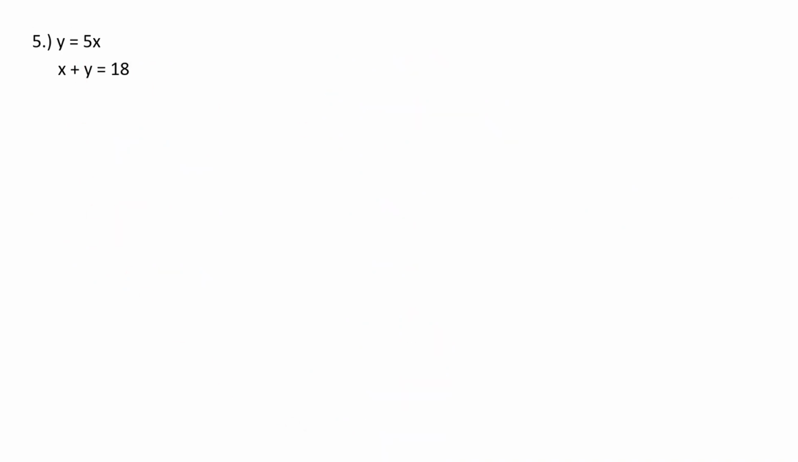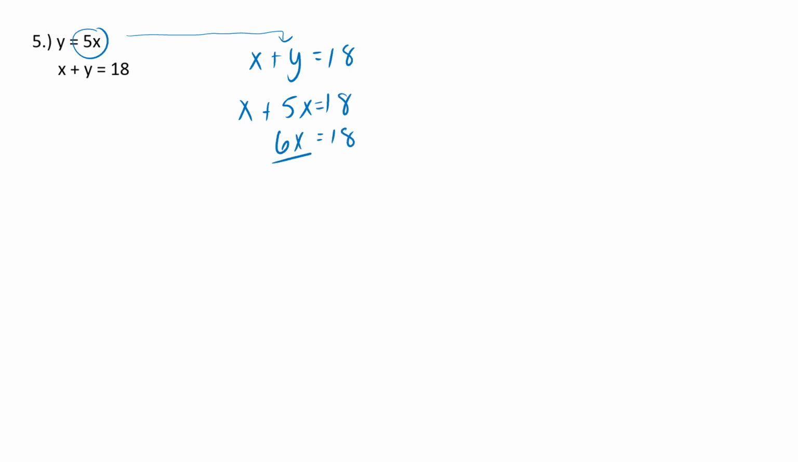Okay, so we're back to ones that are already solved. So that's nice, already solved for y. So we'll take our x plus y equals 18, and we're going to plug in 5x for that y. x plus 5x is 6x. Divide both sides by 6, and x is equal to 3. And then y is equal to 5x. So y is equal to 5 times 3.